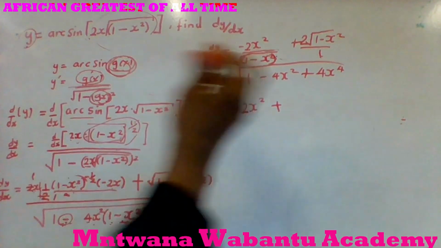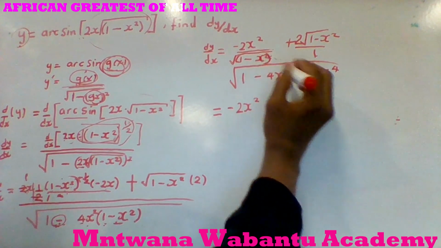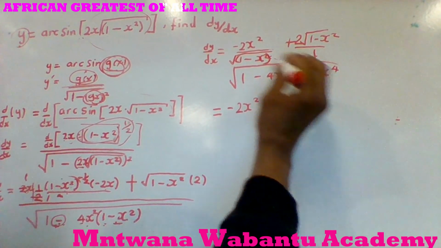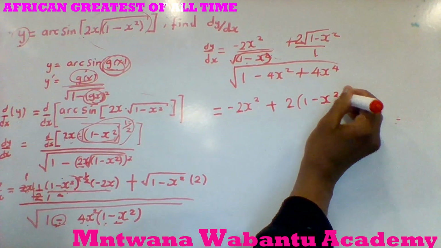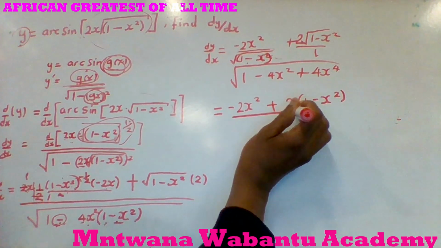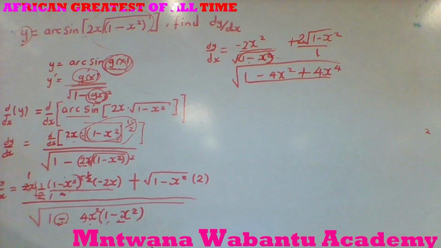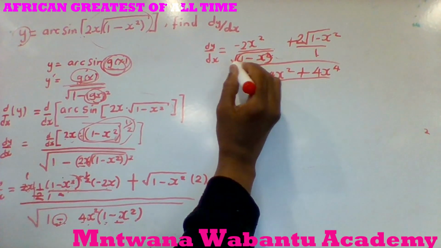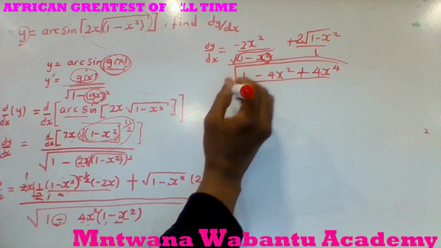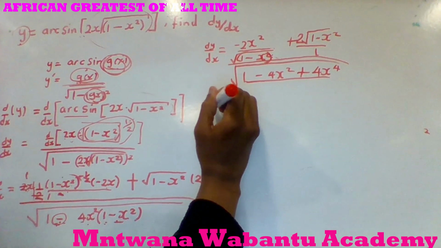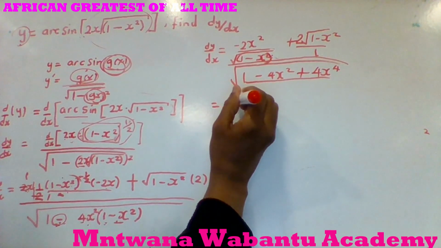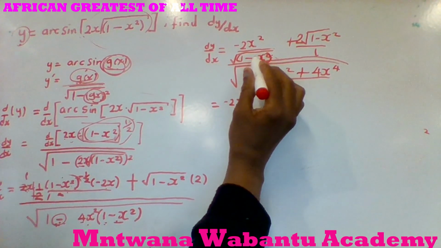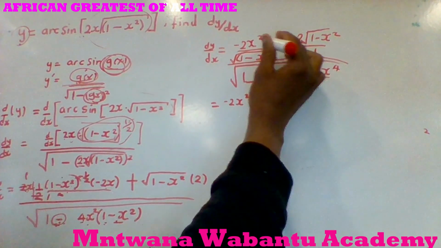So now this and this one, we're going to have the 2 there, and when you multiply the root times the root, we're going to have the 1 minus x squared, and then we go all over. So now we have this line here, and we can simplify this by finding the common denominator. 1 times negative 2x is negative 2x squared, and the 2 is just a 2 because you multiply this way, you multiply that way.